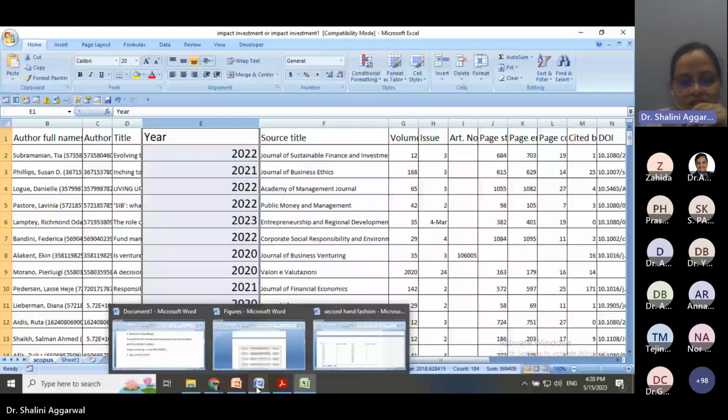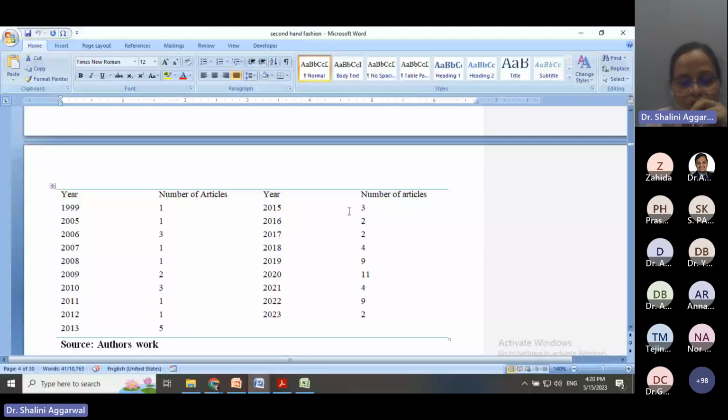That is, in which year the papers on impact investing or thrift institutions or second-hand fashion were written, right? In which year have people written more about these? So this is one aspect of the data analysis.